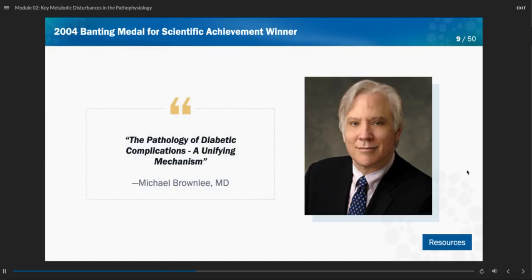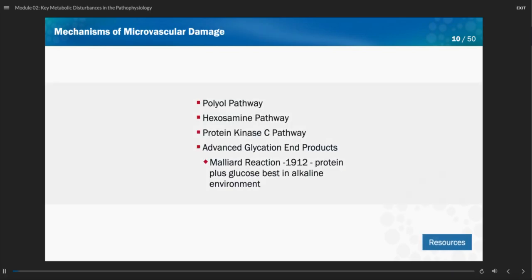The article is listed for you there from Diabetes in 2005, The Pathology of Diabetes Complications. We have not always understood how they work together, but Dr. Brownlee has done a marvelous job at explaining how that works. So in the past, we knew that there was a polyol pathway, a hexosamine pathway, the protein kinase C pathway, and then the whole problem with advanced glycation end products as kind of mechanisms that were causing this microvascular damage.